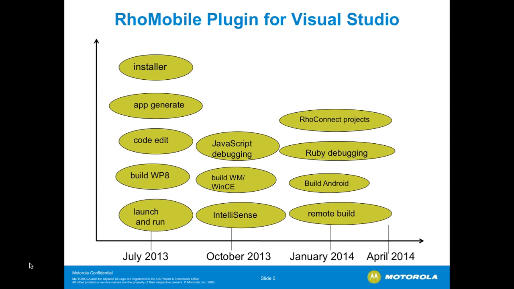Right. Okay. And Val was asking about debugging, and I'm glad you have the slide up because it looks like it's coming in terms of JavaScript debugging and Ruby debugging. But that doesn't mean you can't do any debugging now, right? I mean, you still have the Rho simulator, which allows you to do some type of debugging, right? I think what you're talking about is setting breakpoints and things like that inside Visual Studio. Yeah. There's a significant effort.